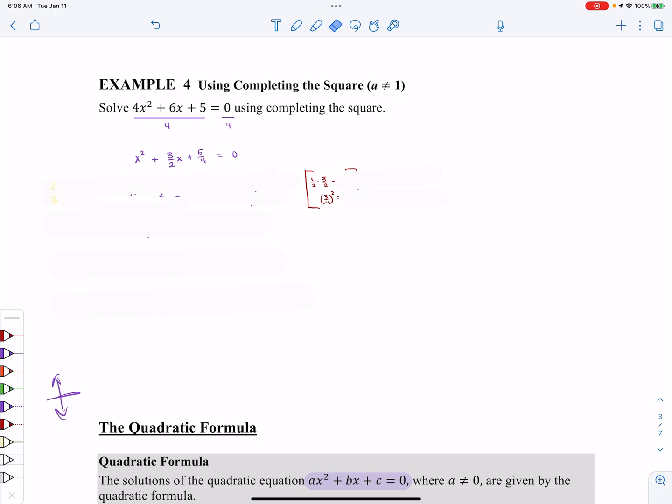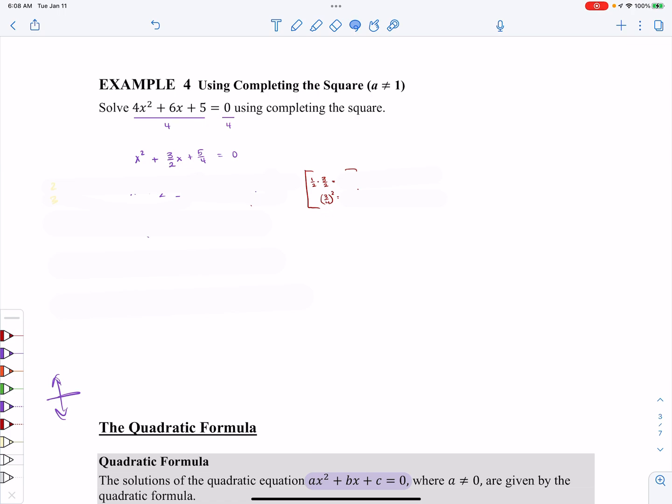Now, remember in previous videos that I've given you, whenever you have adding or subtracting on top, and you're dividing by a common denominator on bottom, you can share that common denominator with all your pieces. So we have 4x squared divided by 4. That's how I got my x squared. We've got a 6x divided by 4. So I reduced my fraction, and that's how I got 3 halves. And then we also have a positive 5 fourths. 0 divided by 4 is just 0. So that's what you see there.